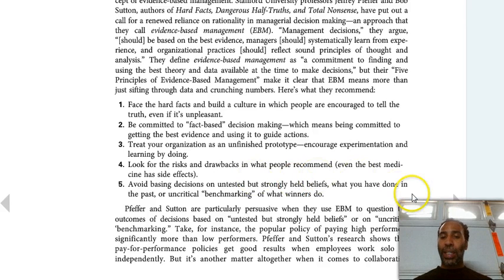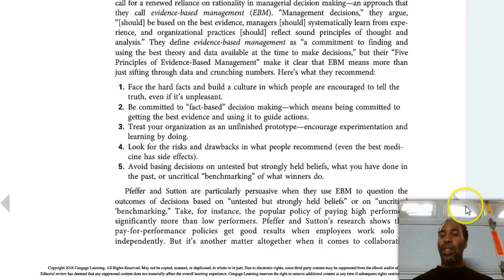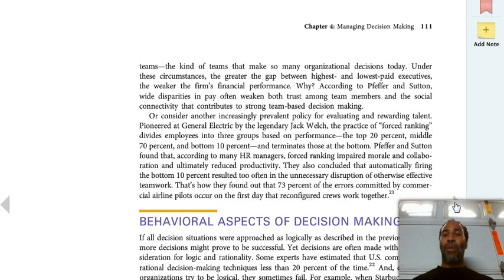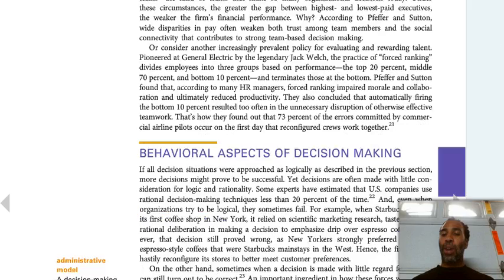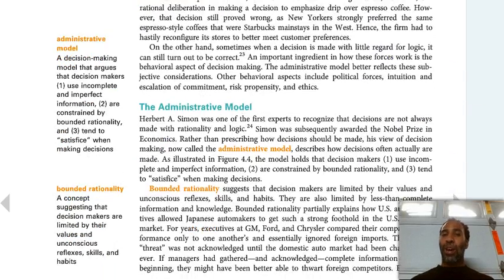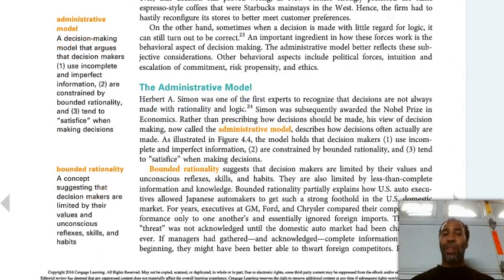Number 5, avoid basing decisions on untested but strongly held beliefs, right? So you have these strong beliefs about somebody or something, right? But they're not tested, then don't bring those into play. What you have done in the past or uncritical benchmarking of what winners do, right? Oh, he's a winner. He did it successfully. I'm going to do it that way too. Doesn't always work out that way, right? You have to be rational in terms of your thinking.